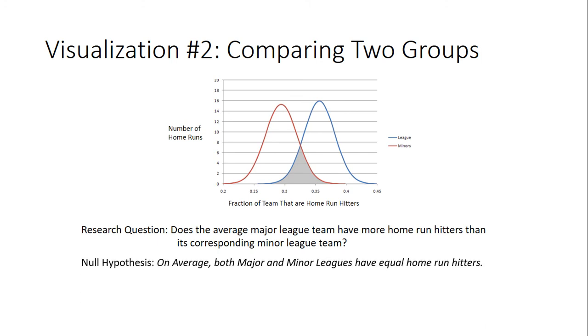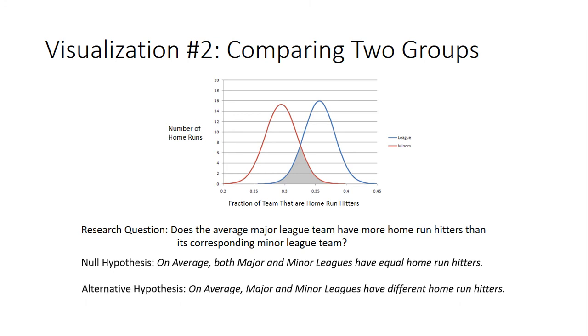The null hypothesis is as follows. On average, both major and minor leagues have equal home run hitters. The alternative hypothesis: on average, major and minor leagues have different home run hitters.